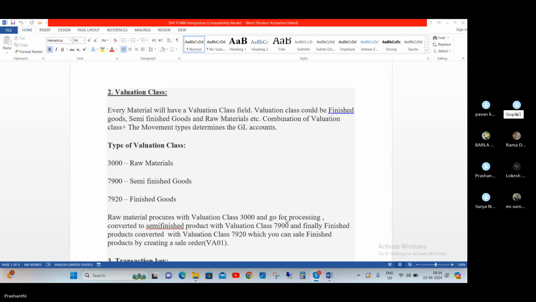So for that, many materials are required. We'll maintain them in a BOM like that, so it becomes the final project.